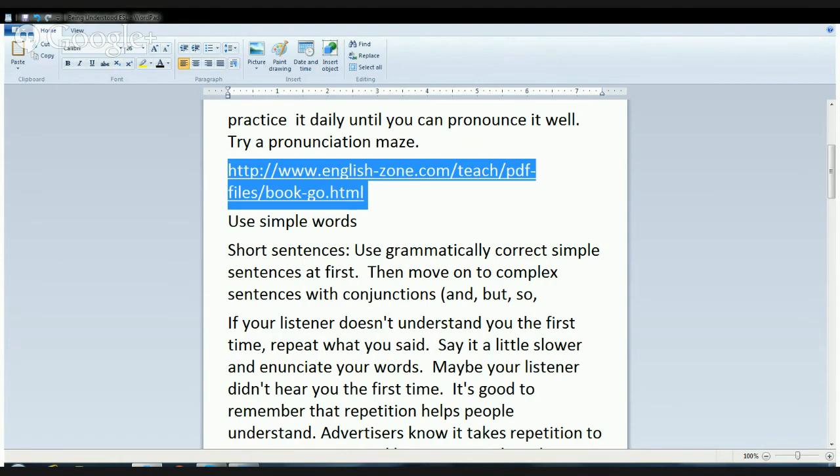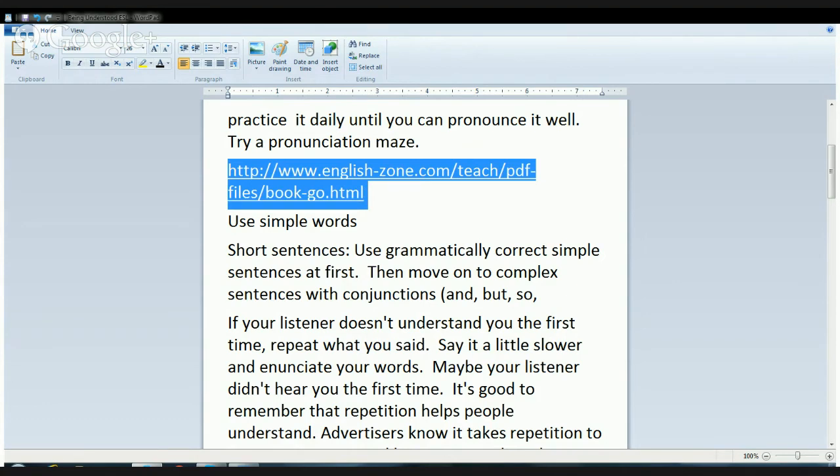So you know, Heide, in addition to taking your classes, this is something that you can do individually. Try a pronunciation maze. Okay, good. All right, Rafa, what did you think of the pronunciation maze? Did you find it helpful?